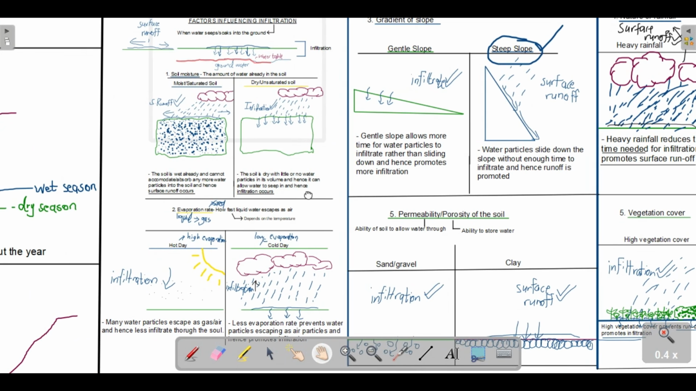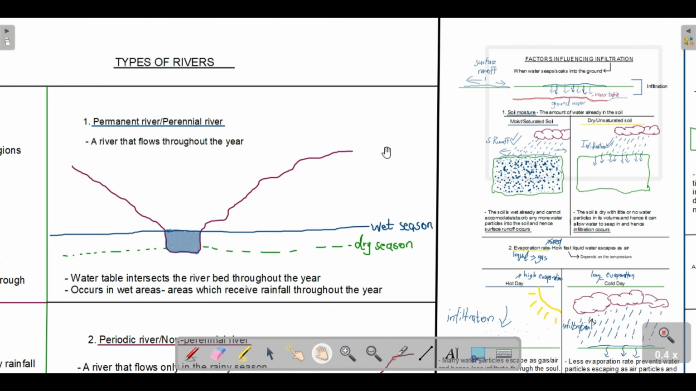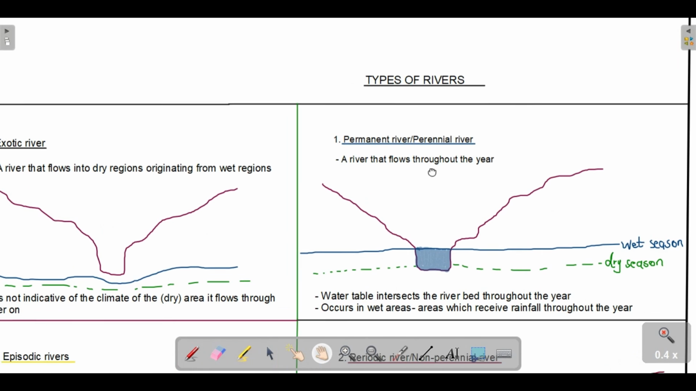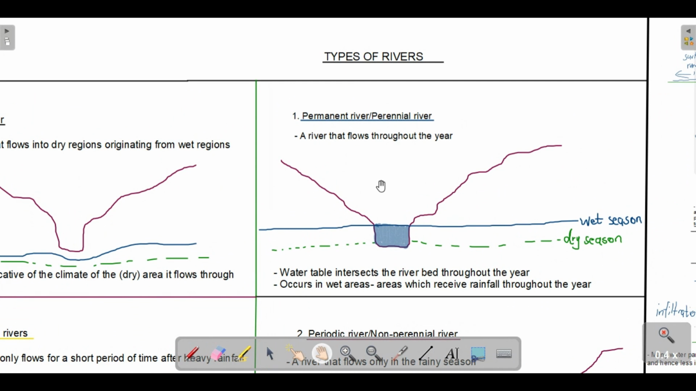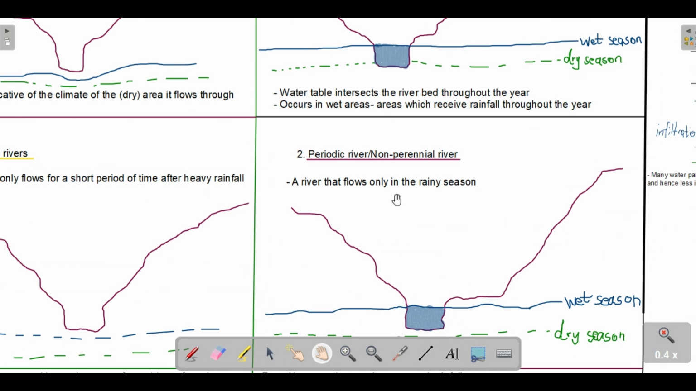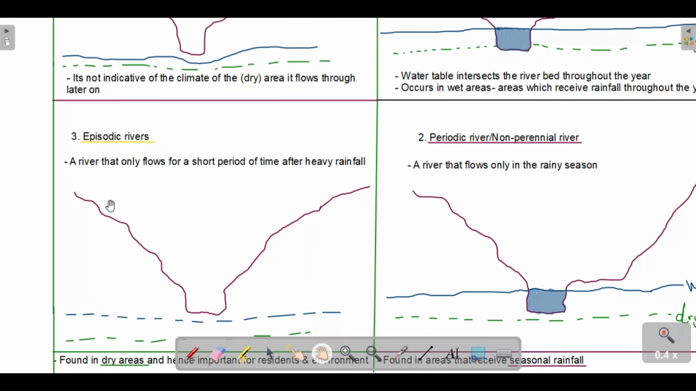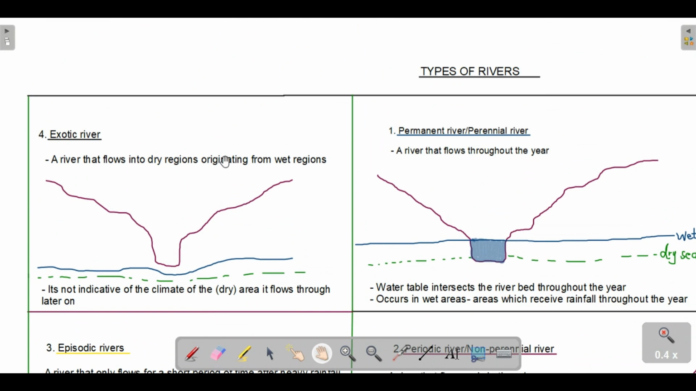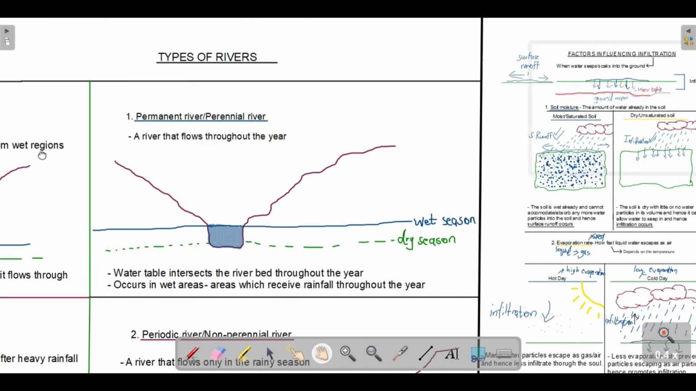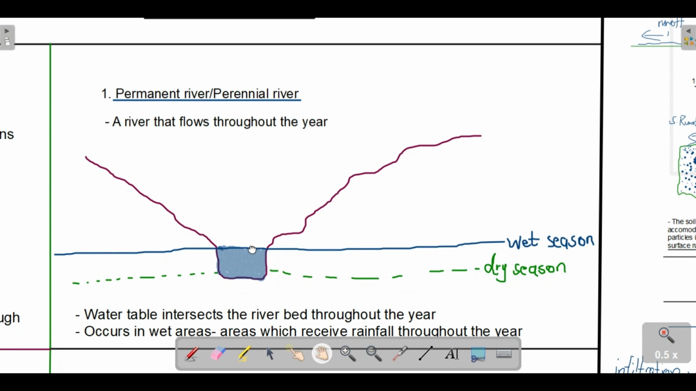So let's take a look at the different types of rivers that we have. There's mainly 4 rivers: the permanent river or perennial river, the periodic river, seasonal river or non-perennial river, the episodic river, and the exotic river, right? So start off with the permanent river or perennial river.